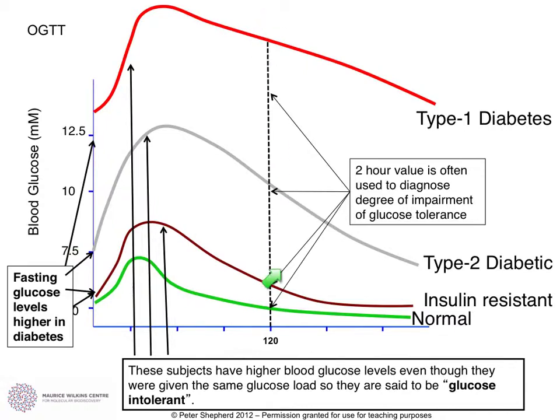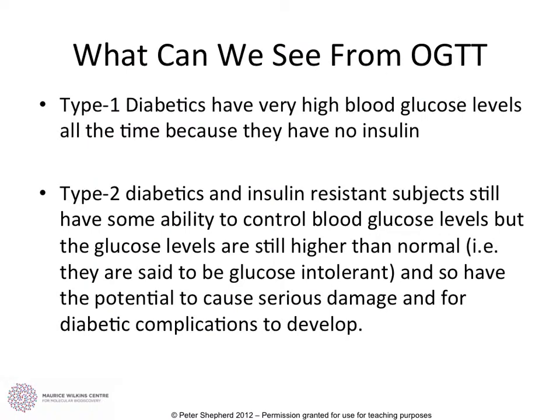The second thing they do is they take a blood test at 2 hours after you have consumed this glucose load, because if you are regulating glucose normally, your blood sugar will be back down to your fasting level, but in any of the other three cases, it will still be very elevated. So look at this one up here, type 1 diabetes. It's much higher than it was at the fasting level. Same with type 2 diabetes here as well.